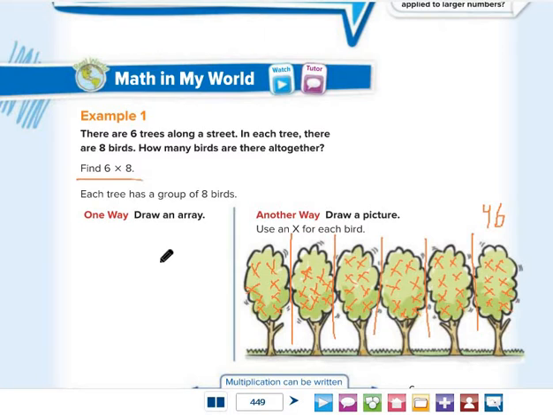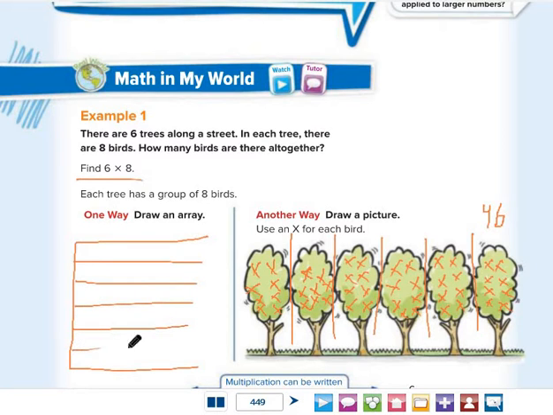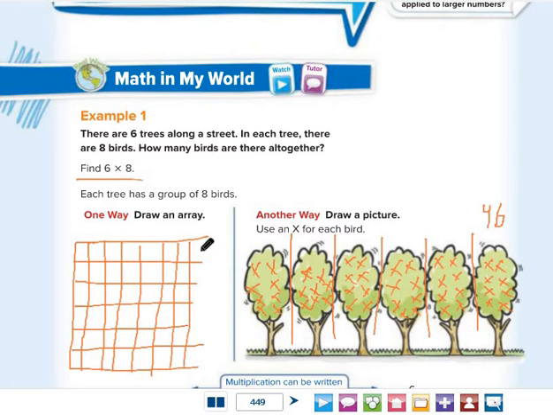Or we can find the answer using an array. Let's draw an array for this. We have 6 rows: 1, 2, 3, 4, 5, and 6. And we have 8 columns. Each column represents how many birds on each tree. The same idea as the picture: 1, 2, 3, 4, 5, 6, 7, and 8. The same way we can add 8 plus 8 plus 8 plus 8 plus 8. We will get the same answer, which is 46.